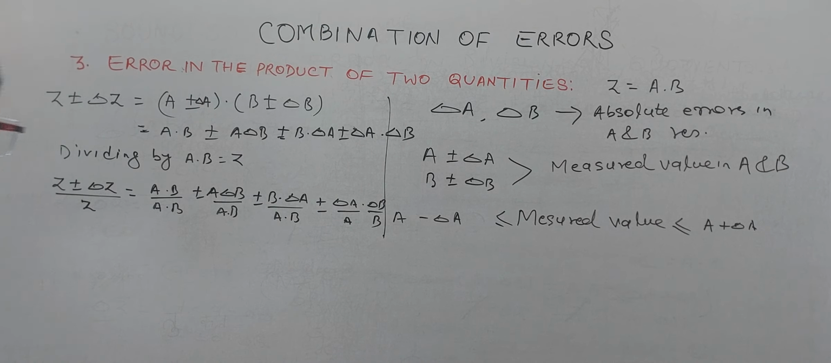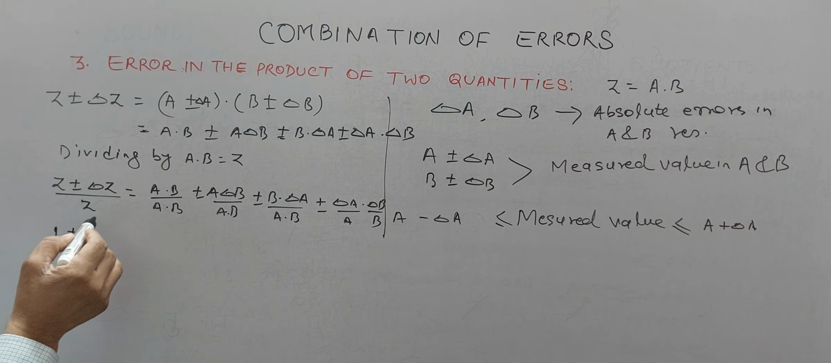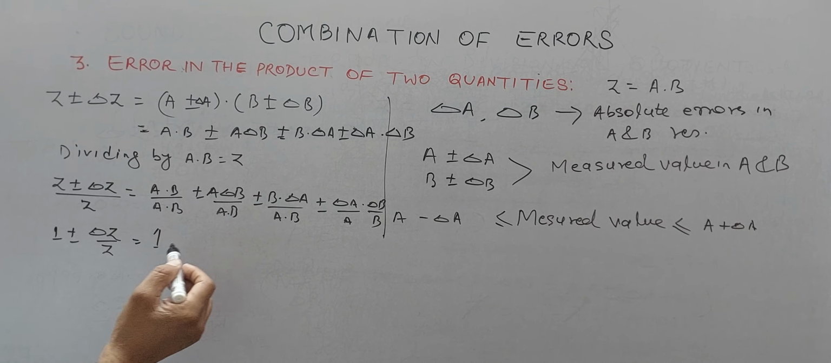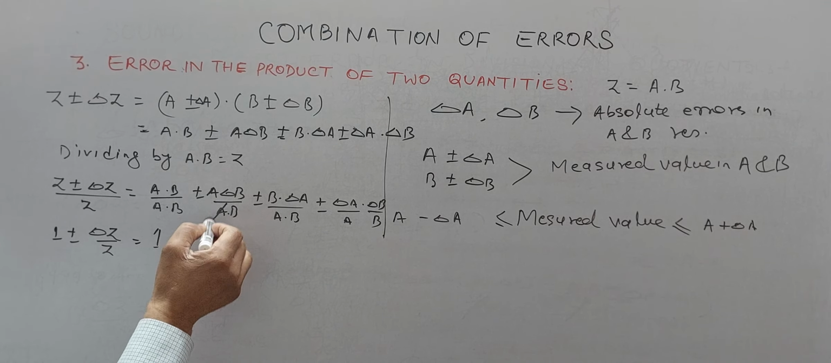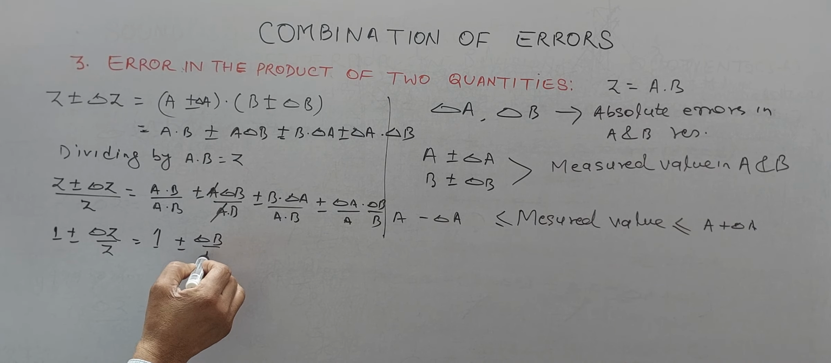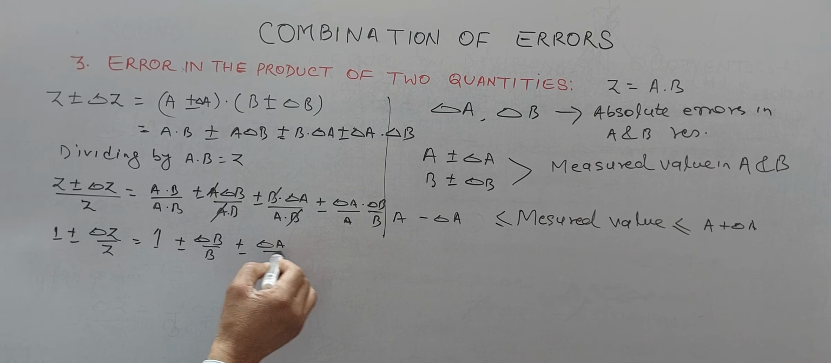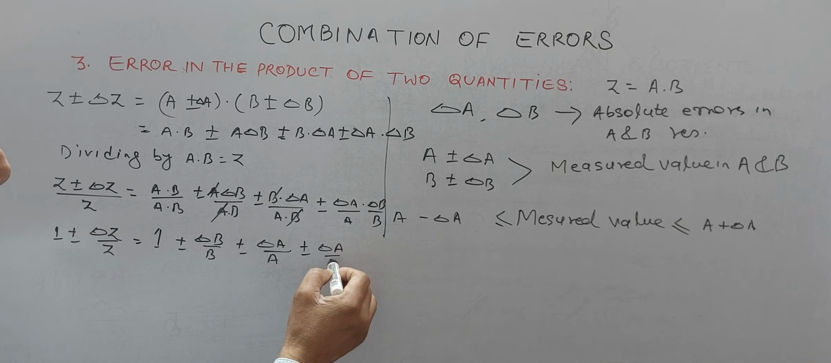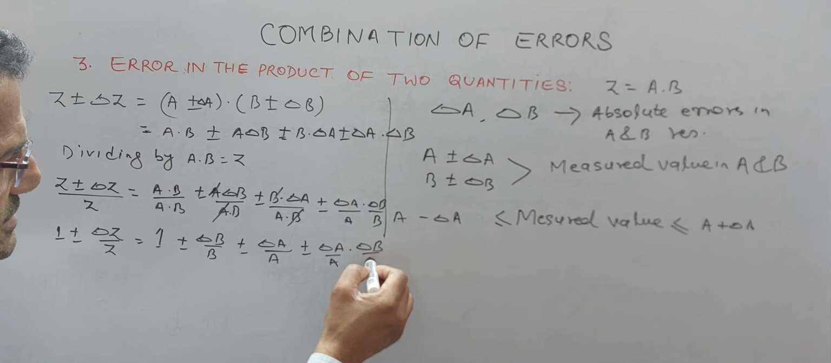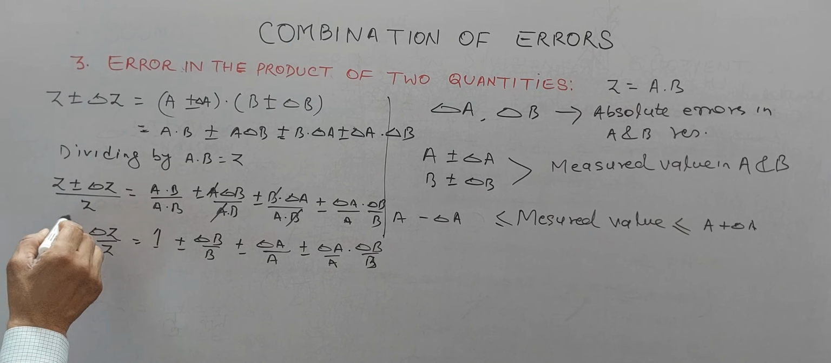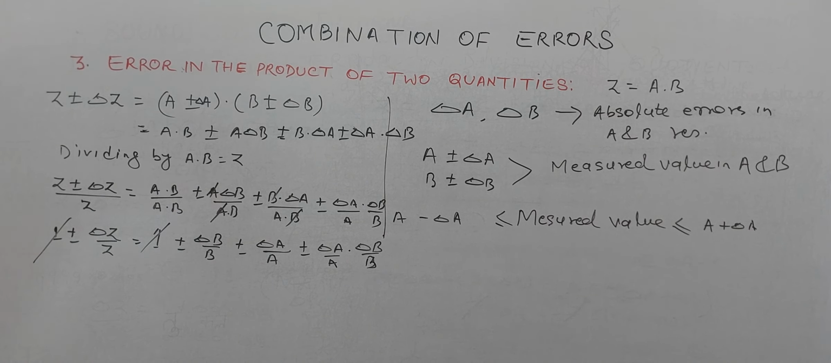Now by simplification, Z upon Z will be 1, plus minus delta Z upon Z. On the right side it becomes 1, and here A cancels out and it will be plus minus delta B upon B, and B cancels, plus minus delta A upon A, and here plus minus delta A upon A dot delta B upon B. Dot means the product. Here the 1 on the left hand side will cancel out.